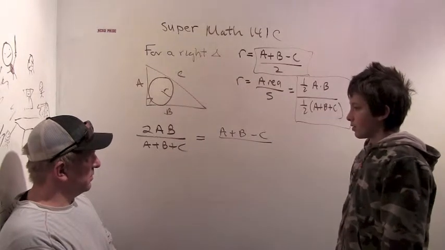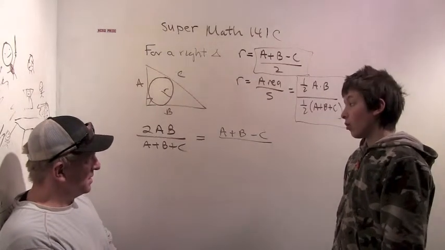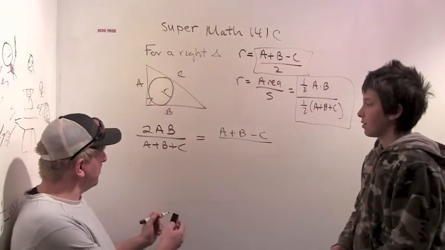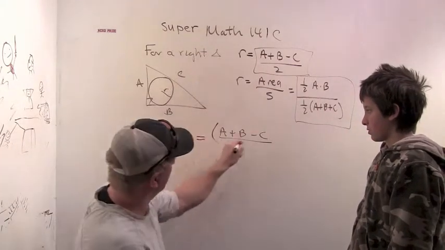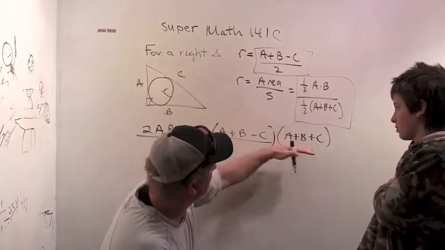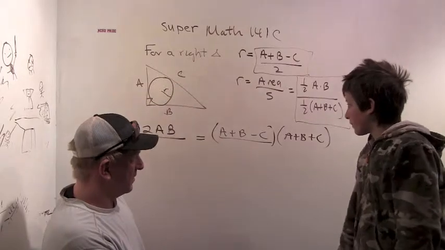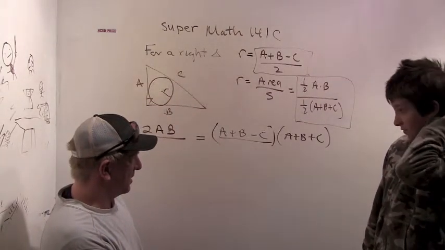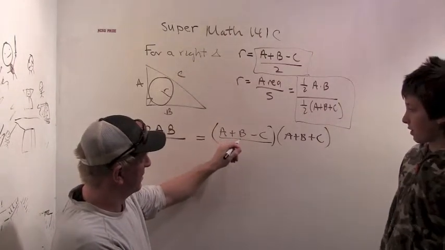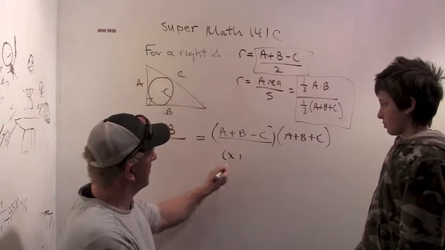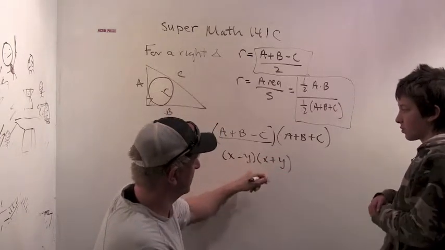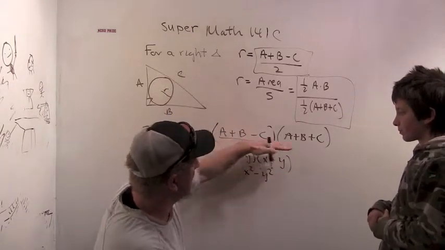Well, do you want to do it or do you want to not do it? It might help. What else can we do? So we get 2AB, equals A plus B minus C times A plus B plus C. Do you see an easy way to multiply these two things together? Well, this sort of looks like a difference of squares, where we replace A plus B with X and C with Y. So this looks like X minus Y times X plus Y, which is X squared minus Y squared.